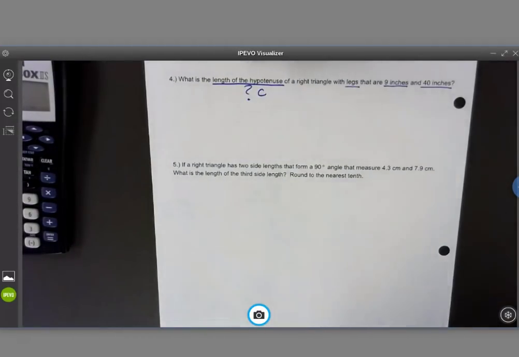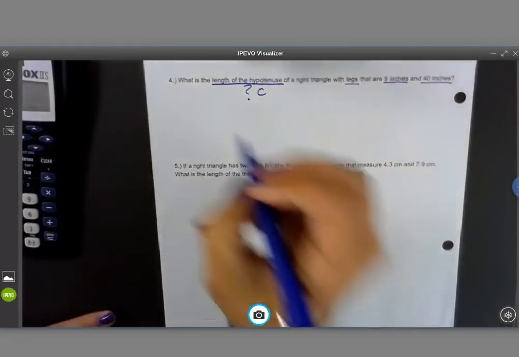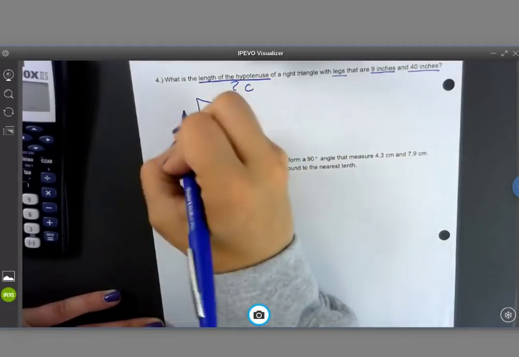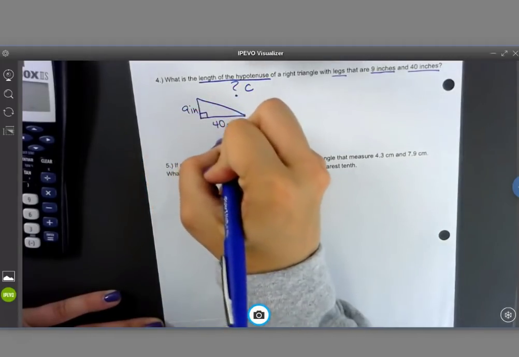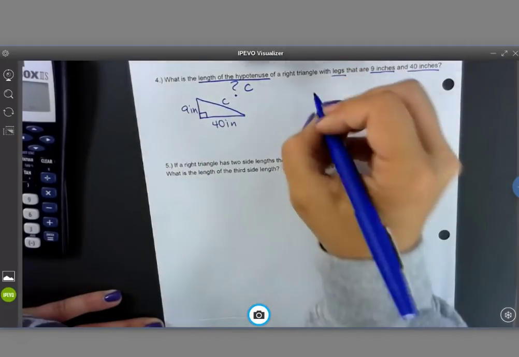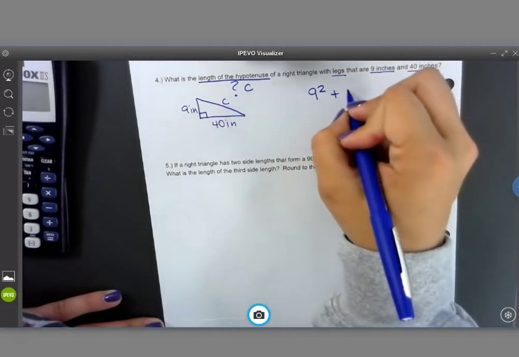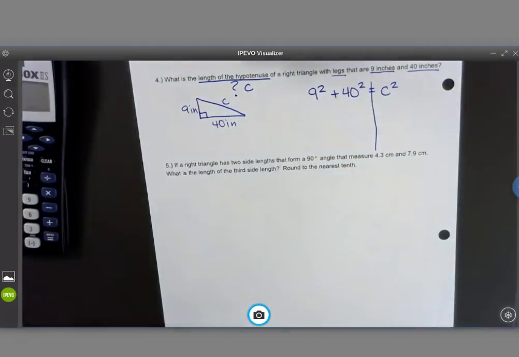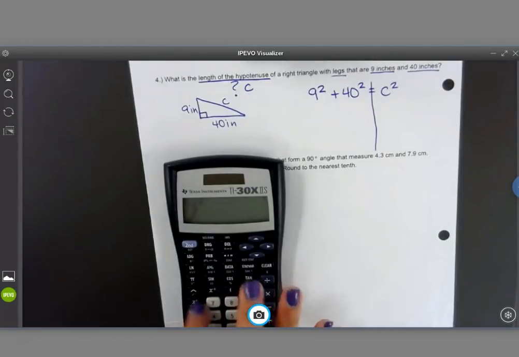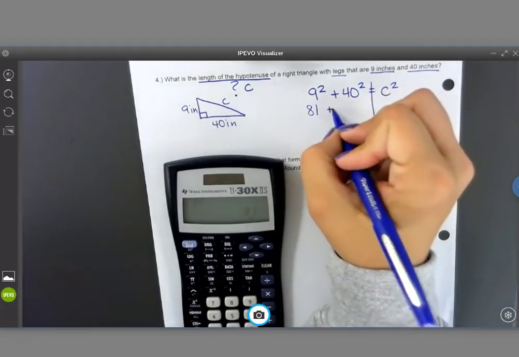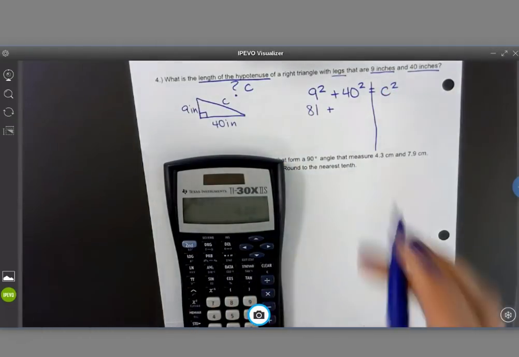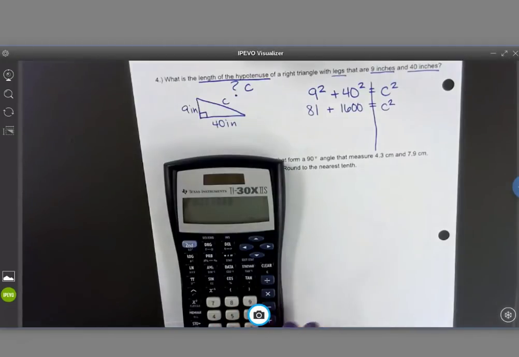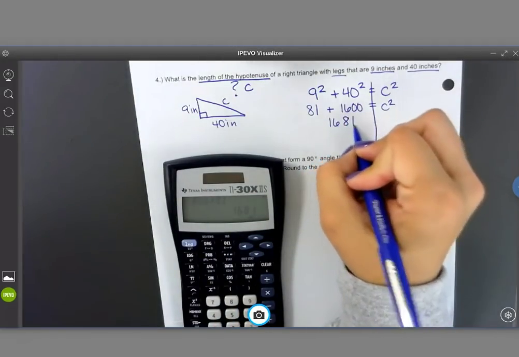So I'm going to go ahead and draw myself a picture. Obviously, it's not drawn to scale, but one of them is going to be 9 inches, one's going to be 40 inches, so I don't know C. So I'm going to plug one in for A, the other one in for B, and set up my equation. So we take 9 squared, we get 81. Take 40 squared, we get 1,600. Add that to 81, we get 1,681.